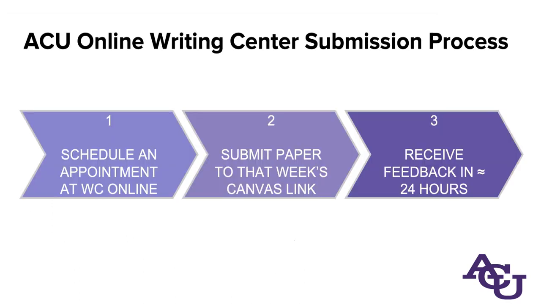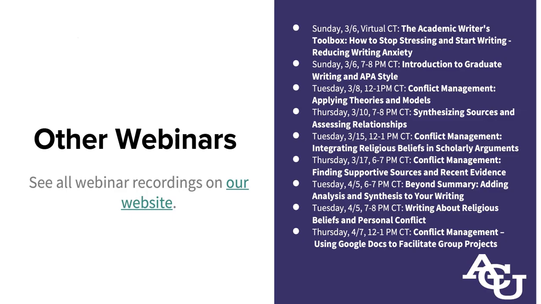Again, that basic process for getting feedback is that you schedule an appointment through WC Online. By the time that appointment rolls around, you should submit your paper via Canvas, and then if it's a real-time appointment, you'll get your feedback in real time at that time. And if it's an asynchronous appointment, we'll send it to you generally within 24 hours.